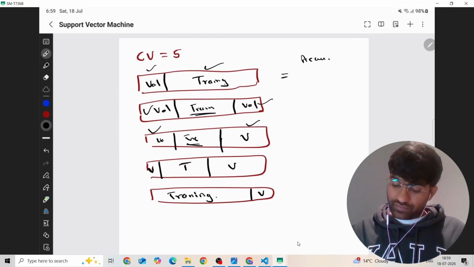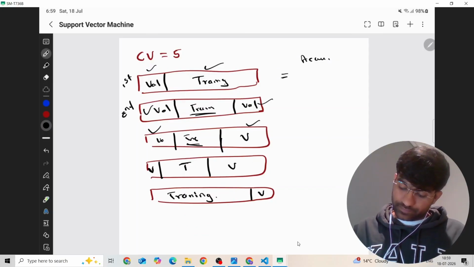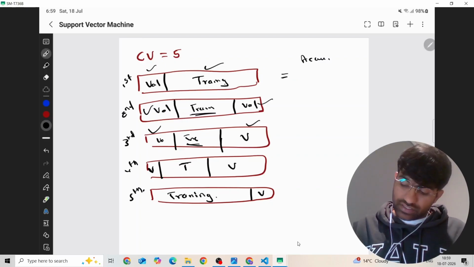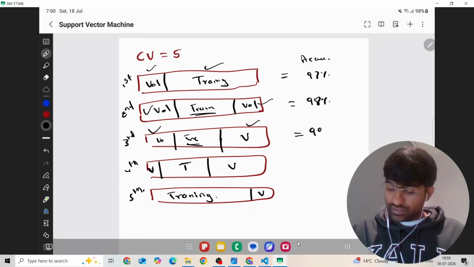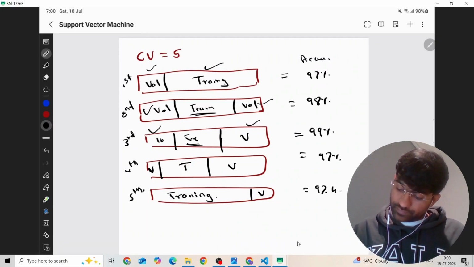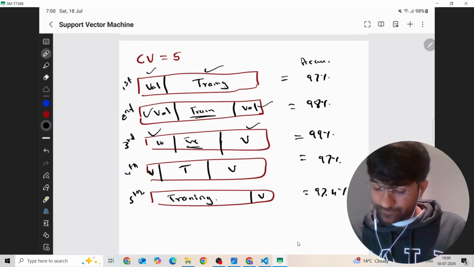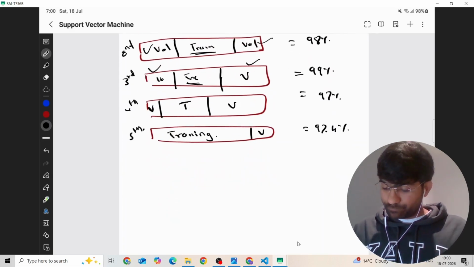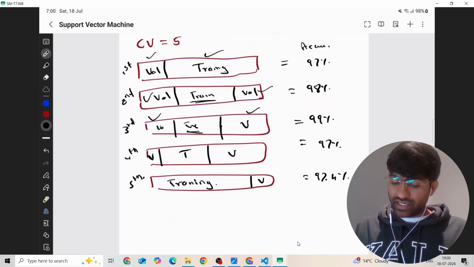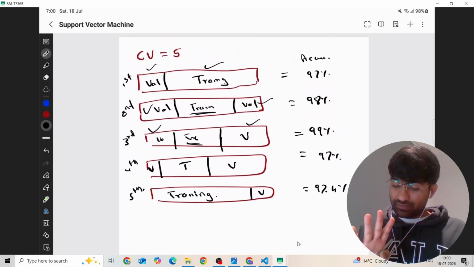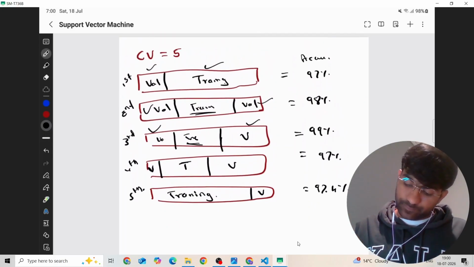Suppose at the first, second, third, fourth, and fifth splits, for the first our accuracy is 97%. Second, we got an accuracy of 98. Third, we got 99, 97, 97.4. We got the accuracies for every training and validation when you have specified CV as 5. So it is training 5 times and evaluating 5 times.